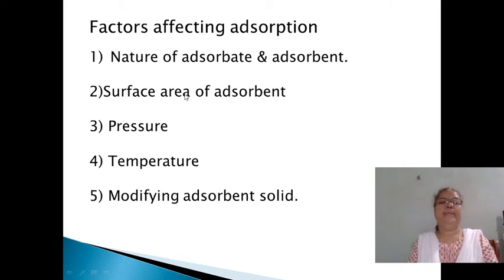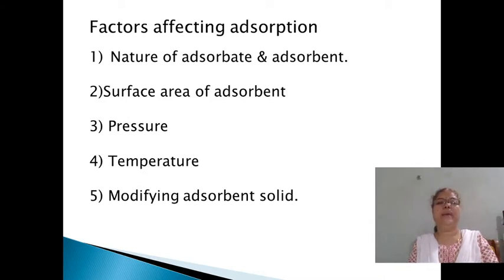Then we see today's point, and that is the factors affecting adsorption. There are a lot of factors that affect the phenomenon of adsorption, and for your study there are only a few factors. Here the first factor is the nature of adsorbate and adsorbent. The second factor is the surface area of adsorbent. Third, pressure. Fourth, temperature. And the fifth factor is the modifying adsorbent solid.